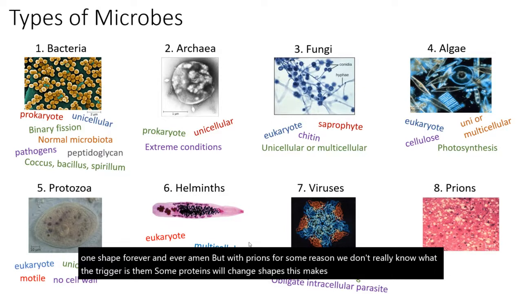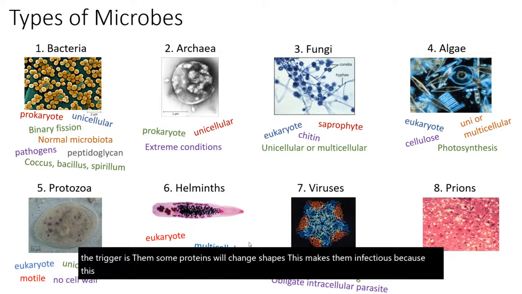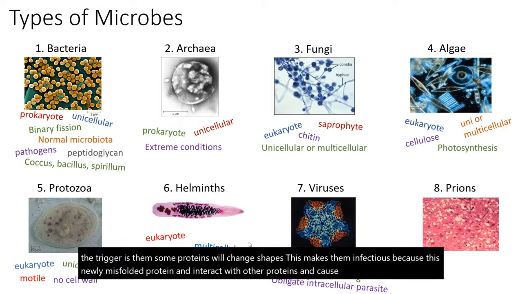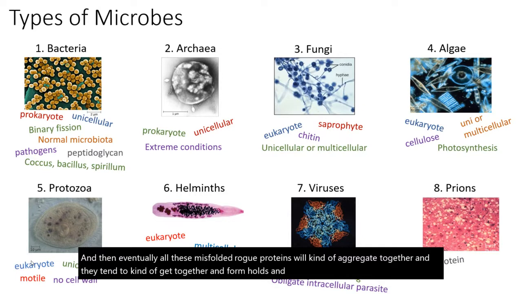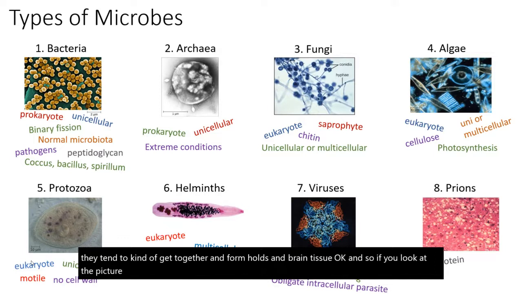This makes them infectious because this newly misfolded protein can interact with other proteins and cause them to misfold. Eventually all these misfolded rogue proteins will aggregate together, and they tend to get together and form holes in brain tissue. If you look at the picture under prions, number 8, that's a picture of brain tissue, which is normally much more solid. All those little holes in it are caused by prions.